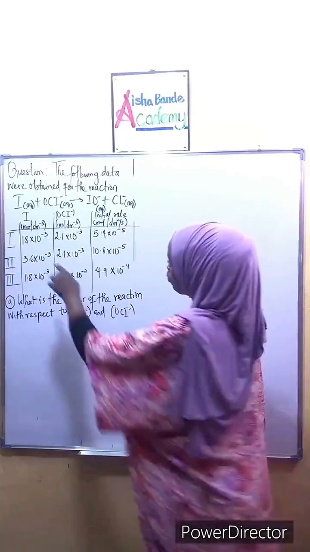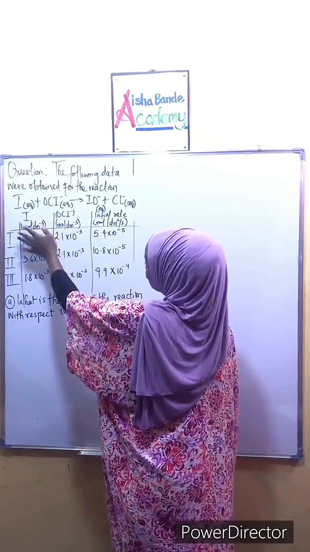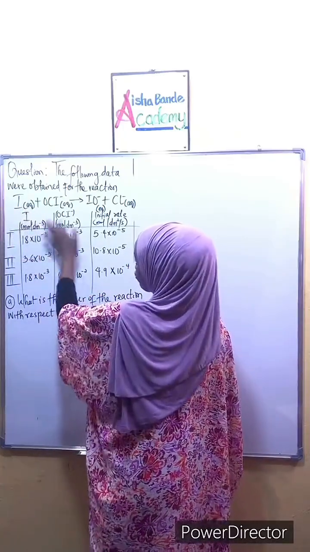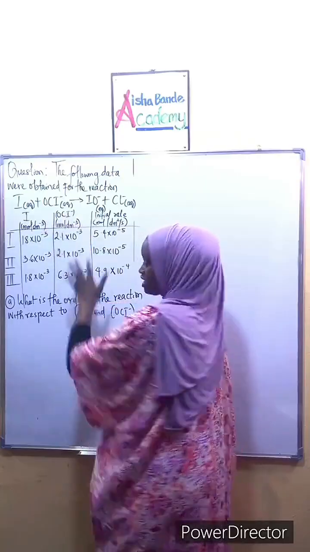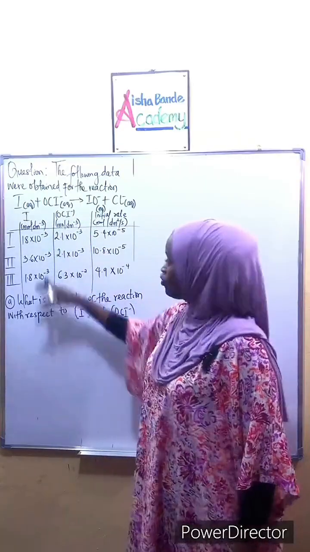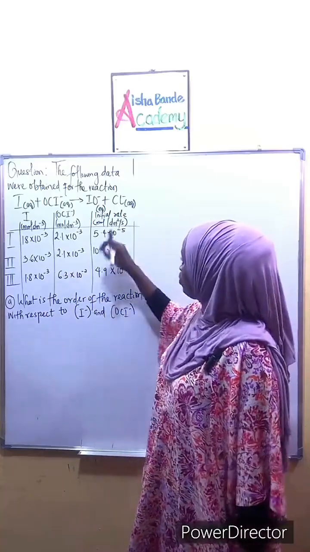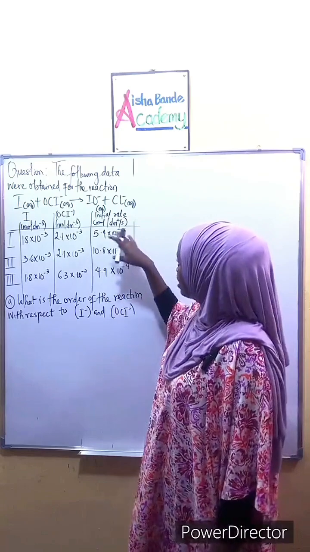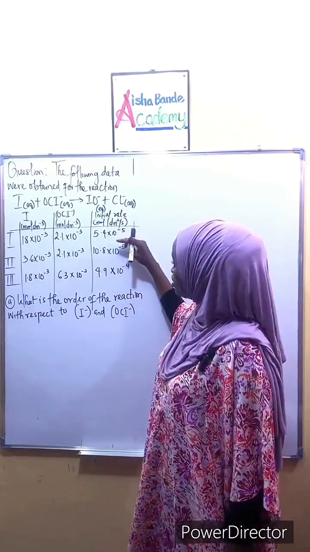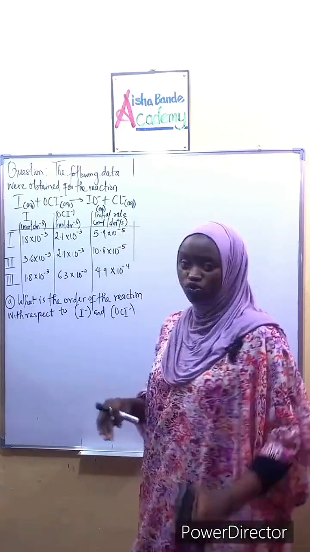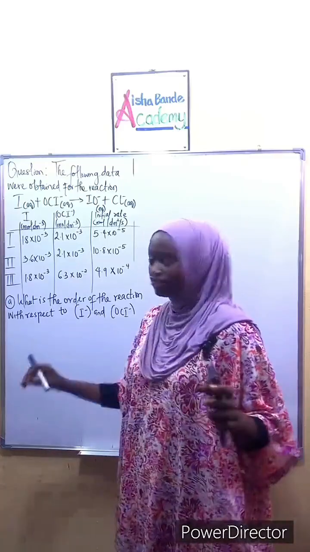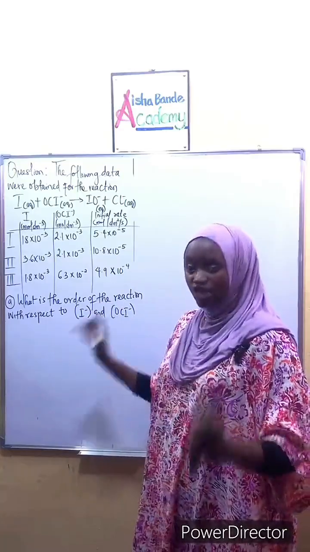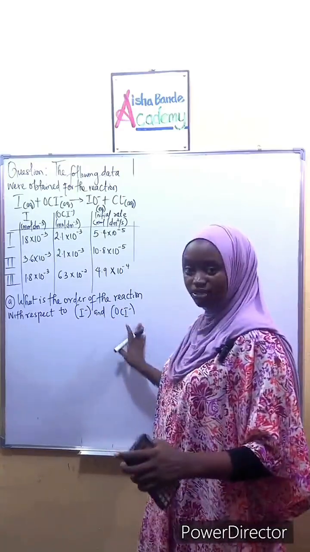So we have the values in mole per dm cube for the first reactant, which is I minus, and for the other reactant, which is OCl minus. So we have them in mole per dm cube for the 3 experiments conducted. And also we have the initial rate, which is given in mole per dm cube per second. We are given the values also for the 3 experiments. So what the question is basically asking us is to find the order of the reaction with respect to the reactants, which are I minus and OCl minus.